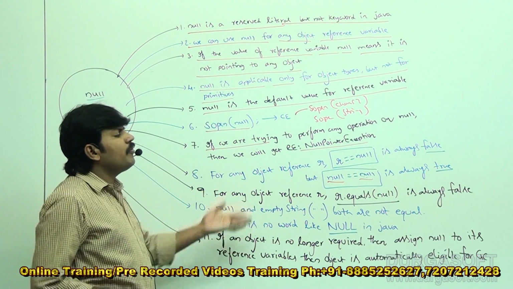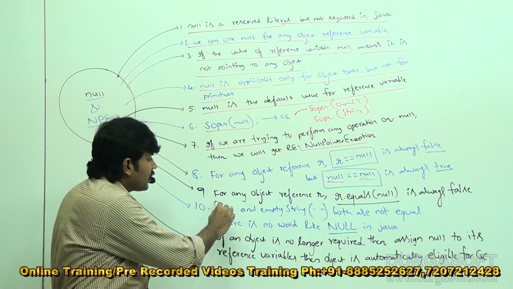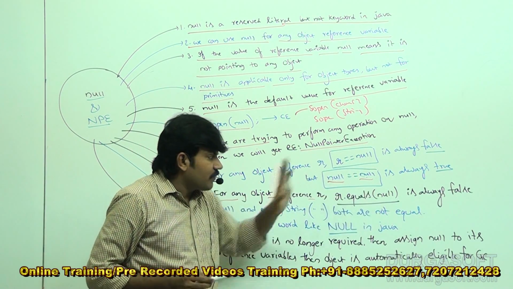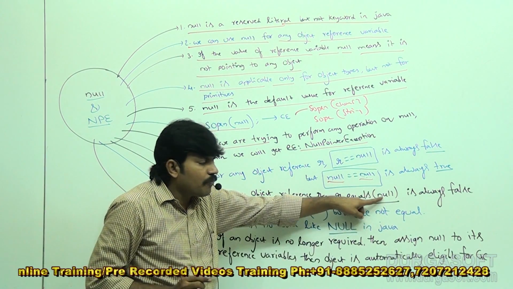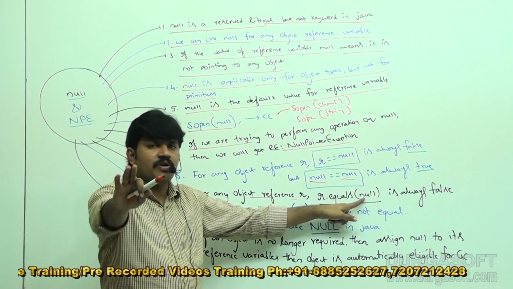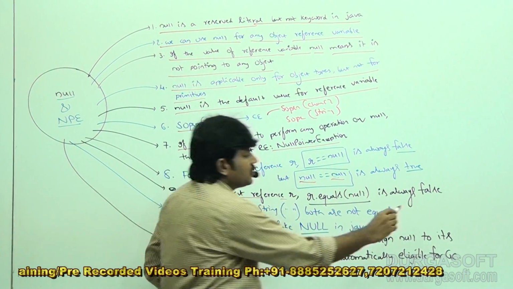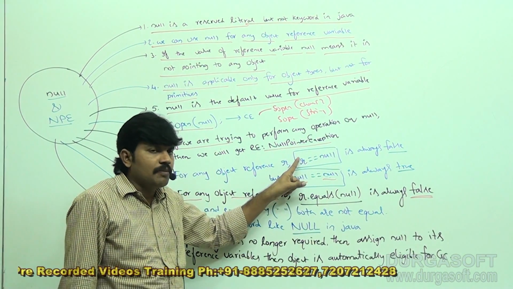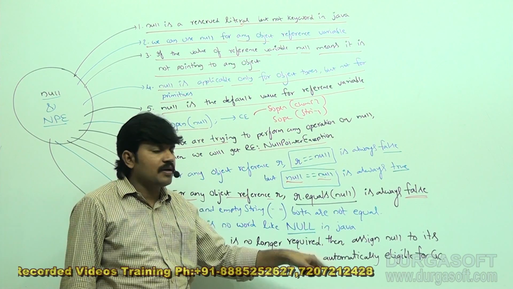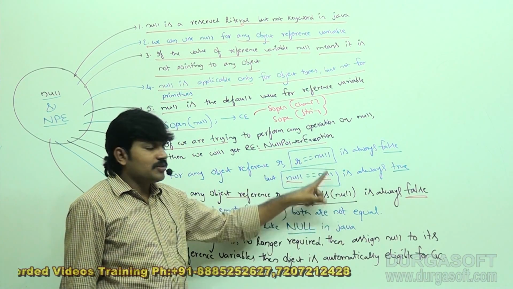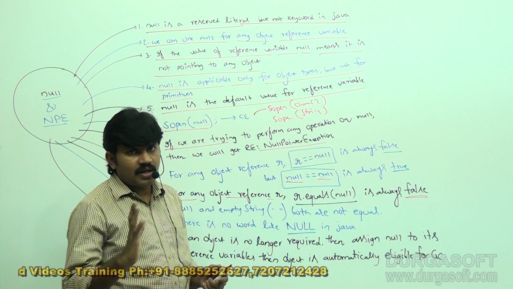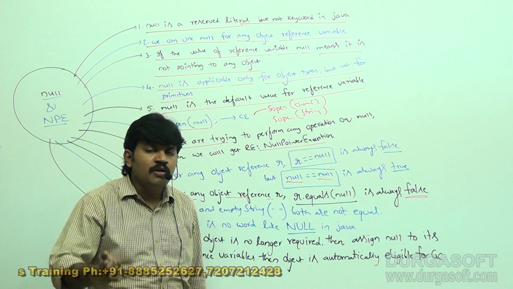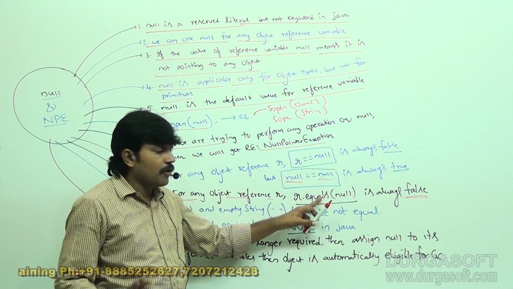Next, if it is the dot equals method, for any object reference R, R dot equals of null. If you pass a null argument to the dot equals method, the result is always false. If we compare any object reference with the double equal operator, the result is always false only. Observe, whether it is double equal or dot equals, with a null argument the result is always false, for any object type. There is no problem at all.